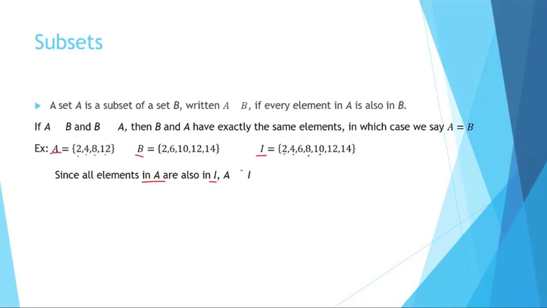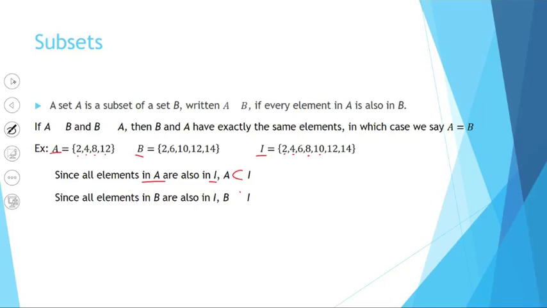That means A is a subset of I. All the elements in A are also contained in I. Since all elements in B are also in I, B is a subset of I. So notice B, the elements are 2, which is also in I, 6, also in I, 10, also in I, 12, and 14 are also in I. So every element in B is also in I, so B is a subset of I. It's a smaller group within another group, basically.